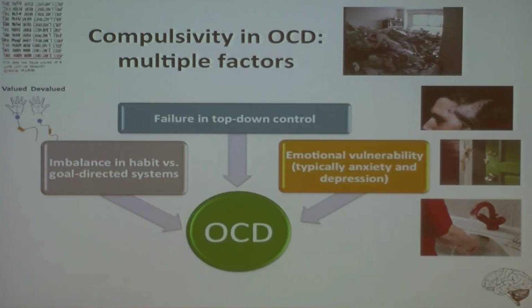Okay, so in summary then, these are different flavours of OCD: hoarding, trichotillomania, checking, hand-washing. We argue that importantly, there's an imbalance in habit and goal-directed systems, a failure in top-down control as seen in the cognitive rigidity tasks, and this hyperactive medial prefrontal area which seems to be mediating some of the anxiety associated with this condition.